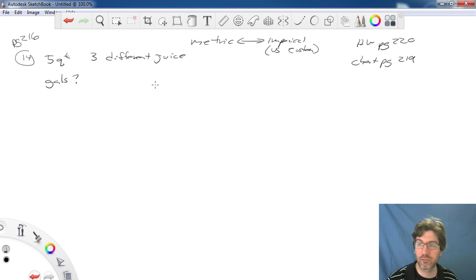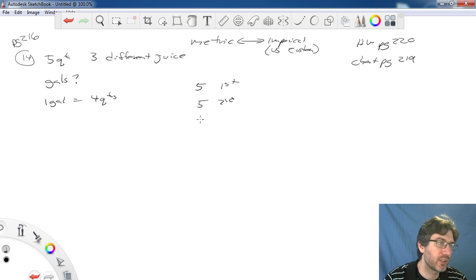So we're going to go ahead and find that conversion ratio. Do we know how many quarts are in a gallon? You should know that it's given that 1 gallon is equal to 4 quarts. Now let's stop thinking about individual juices here and just think of how much liquid gets put in there. We have 5 quarts of 3 different juices. So that's 5 quarts of the first juice, 5 quarts of the second juice, 5 quarts of the third juice. So that's actually 15 quarts. 5 times 3 is a total of 15 quarts.